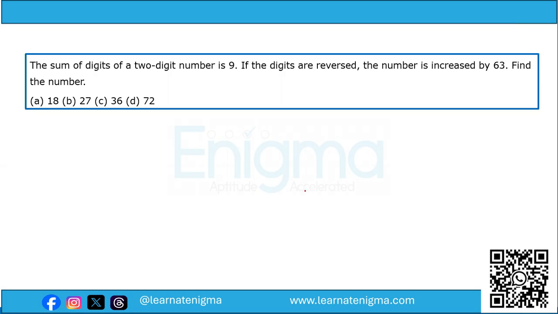The sum of digits of a two-digit number is 9. If the digits are reversed, the number is increased by 63. Find the number. Now, let's assume the two-digit number to be xy. So from the first sentence, we can have the data as x plus y is equal to 9.